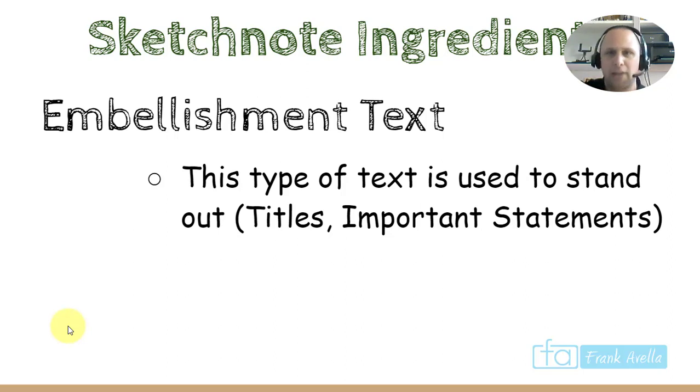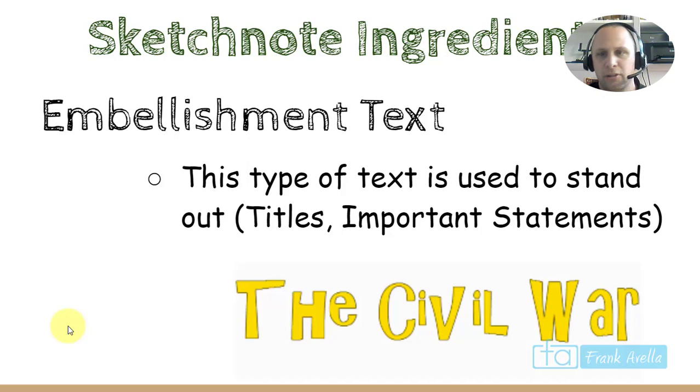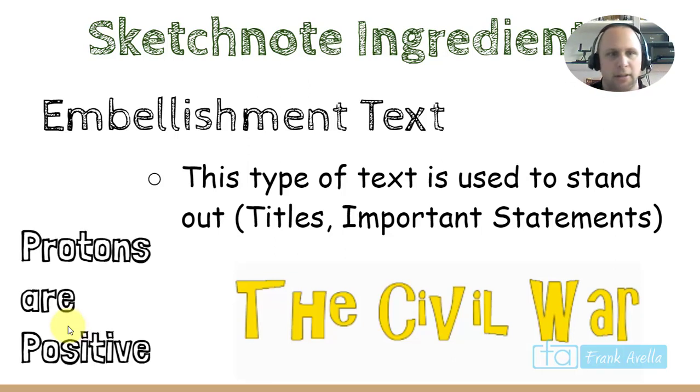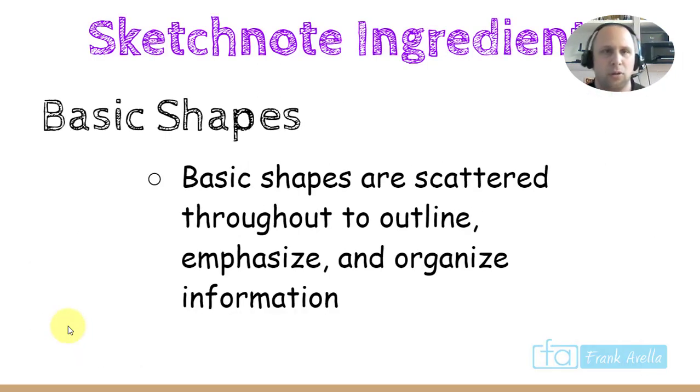So you could draw titles. I like drawing bubble letters. Take a look here. It says the Civil War, but it's kind of like bubbled in. Protons are positive to the left. Again, you could write it big. You want it to be fun. Cell wall. Basic shapes are scattered throughout to outline, to emphasize, to organize information.